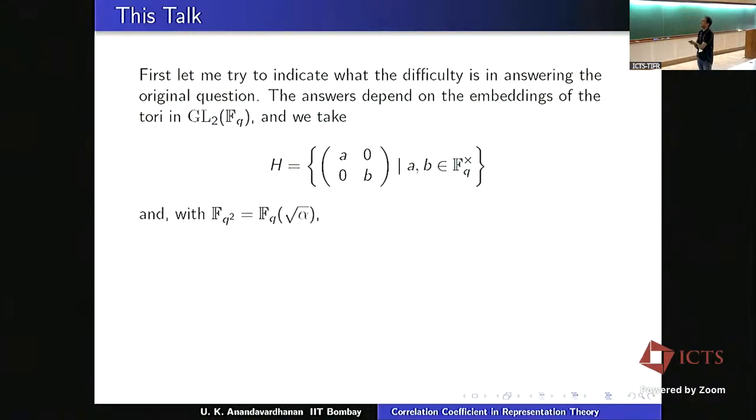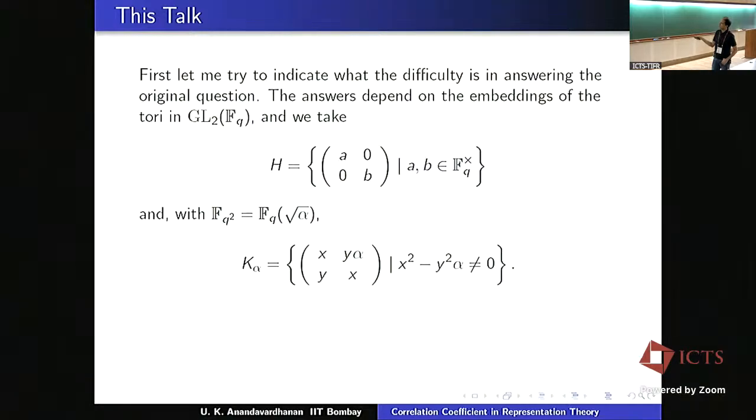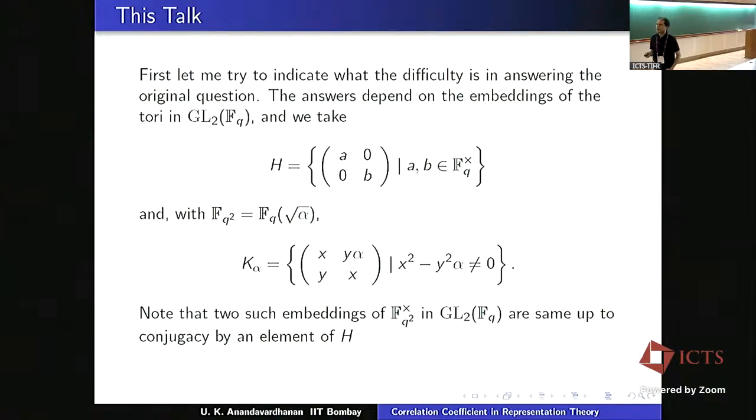And let's say F_{Q^2} is F_Q(root alpha). Alpha is some trace 0 element, root alpha is of trace 0. And then fix this embedding just to start the talk. So x, y alpha, y, x, all these things from F_Q, and they are in GL2. And let's say K_alpha is a model of the non-split torus. It depends on the embedding. So if you change the embedding, the answer changes.